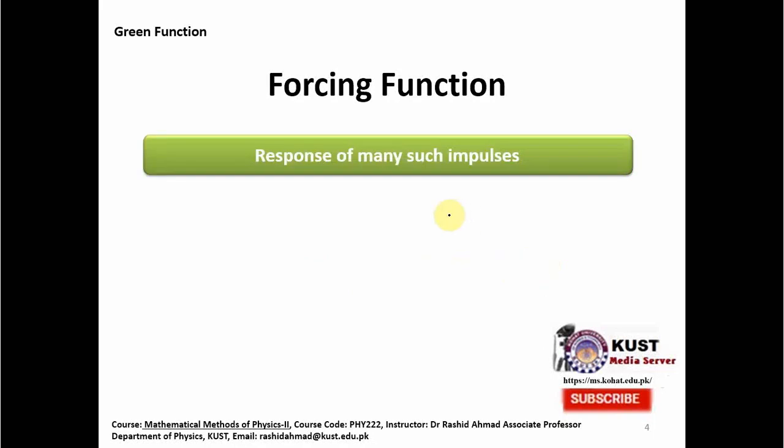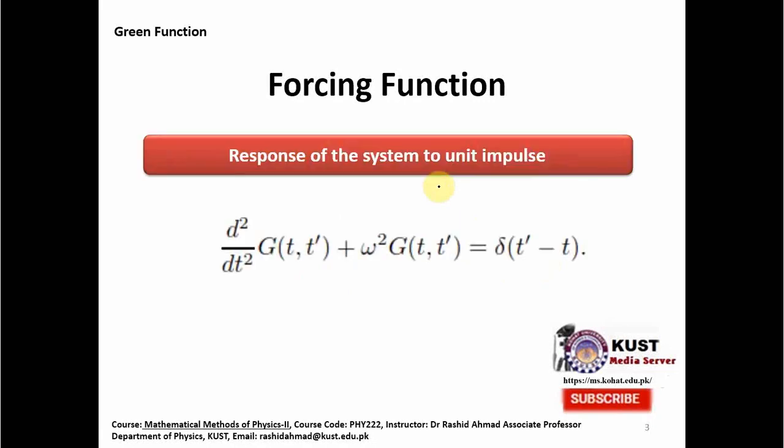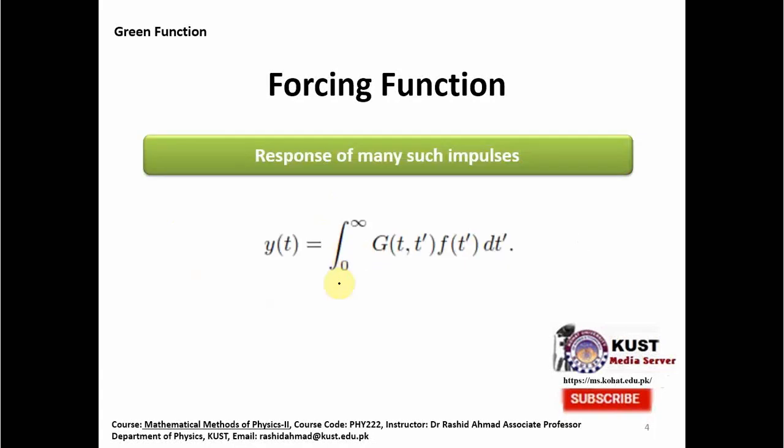If you want to get the response of many impulses, remember this was the response to the unit impulse. If we have many such impulses, then we have to integrate this g, or calculate it as a Laplace transform, and so this y is actually the amplitude or the response of the many impulses produced. So this gives us the complete response after this integration of a Green function.